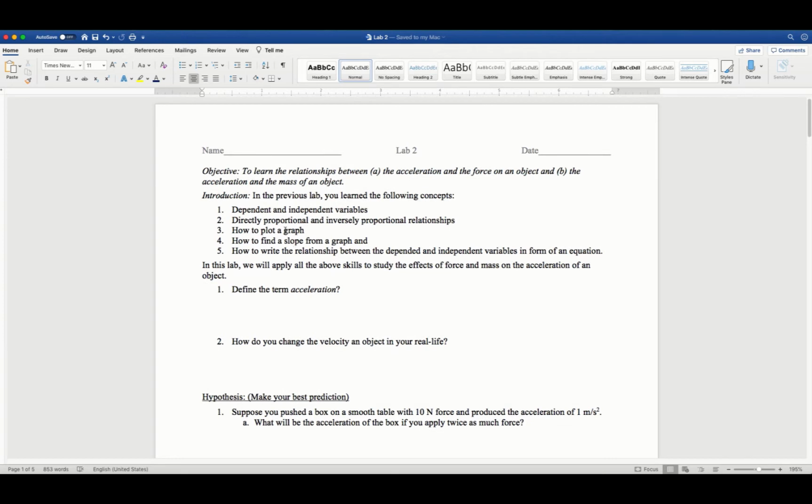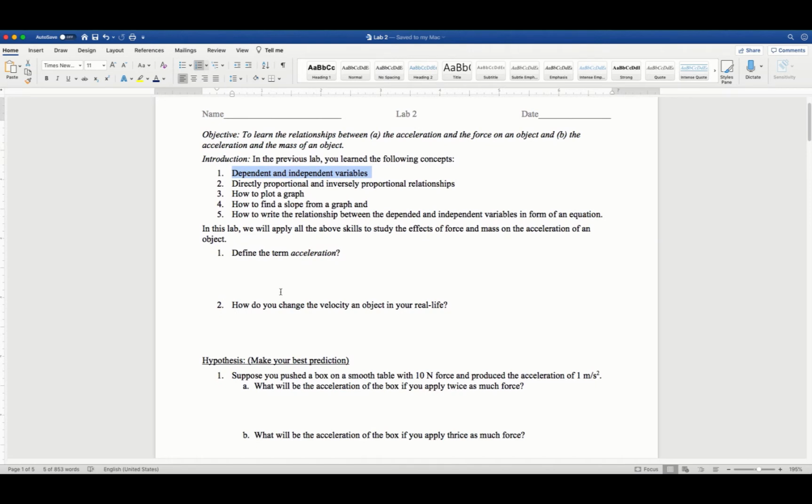Some of the concepts that you learned in your previous labs are the meaning of dependent and independent variables, the meaning of directly proportional and inversely proportional relationships, how to plot a graph, how to find a slope from the graph, and how to write the relationships between the dependent and independent variables in forms of equations. So you will need to use all these concepts in this lab.